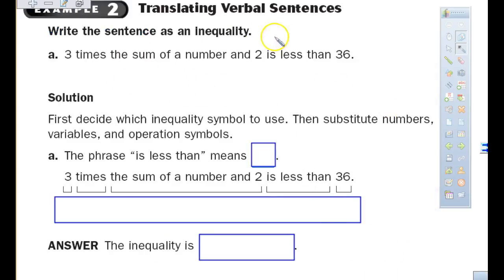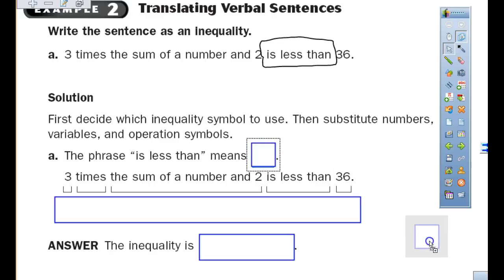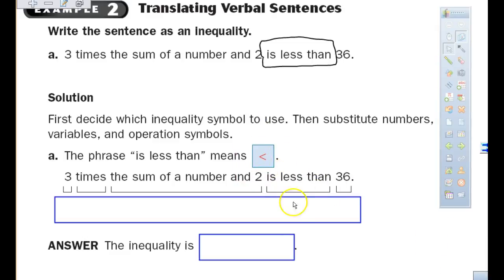So what we're going to do is we're going to try and write these. It says write a sentence. If it's a one step, we're going to solve it. If it's not, we are not going to solve it, because the two-step equations are coming in our next unit. So we read it: 3 times the sum of a number is less than. This is our inequality. First we have to decide which inequality we're going to use and substitute it in. For the phrase is less than, we should be using which inequality? Just the less than, right?